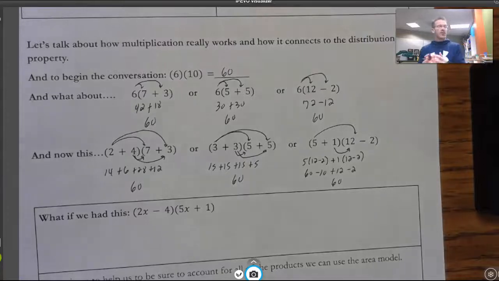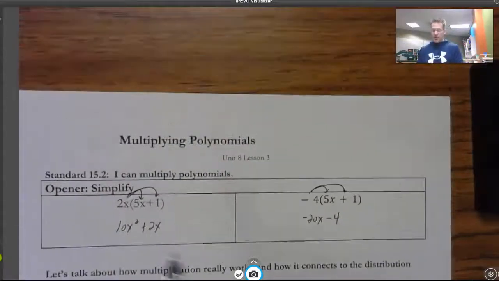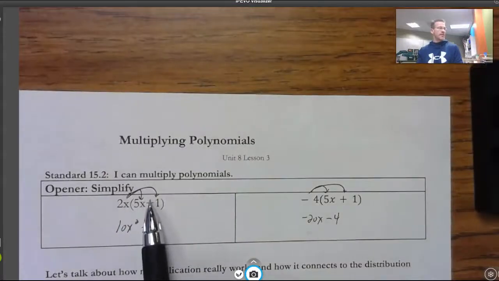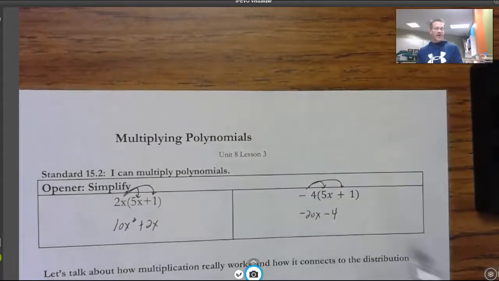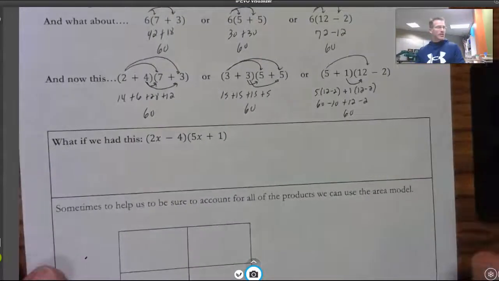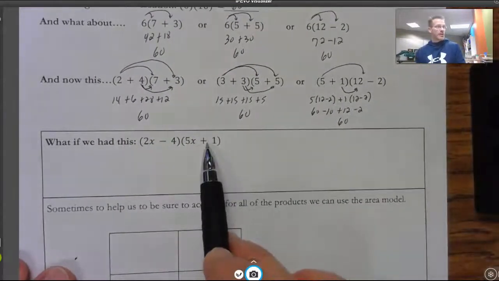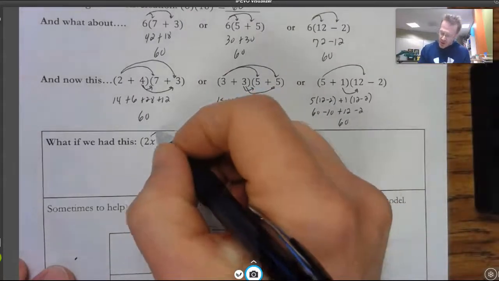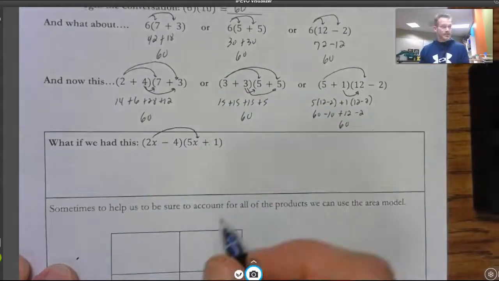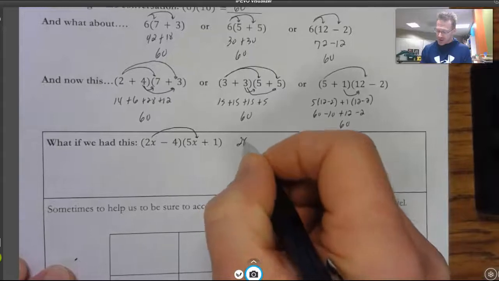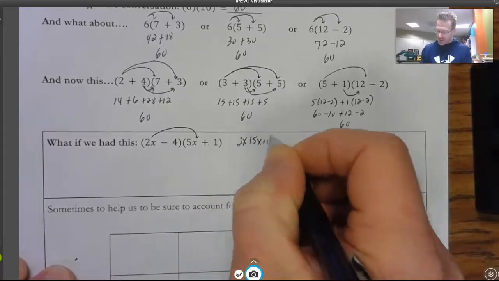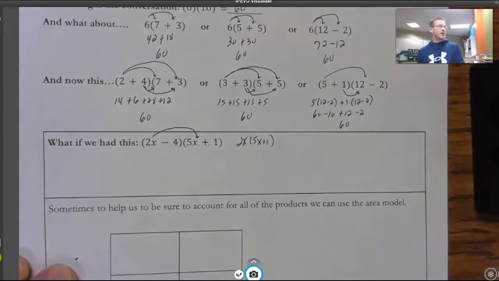So now let's see, how does this tie back into the opener? Notice we had these two separate problems up here. I distributed 2x to 5x plus 1. I distributed negative 4 to 5x plus 1. So now I have 2x minus 4 times 5x plus 1, so I need to distribute the 2x to 5x plus 1. That would be 2x times 5x plus 1, and notice that looks just like what we did above.